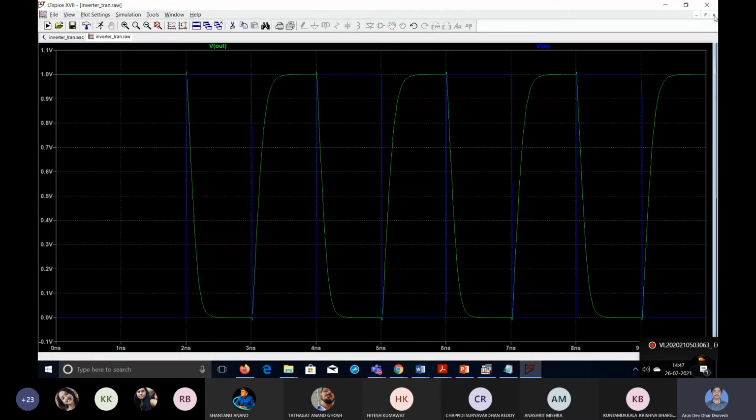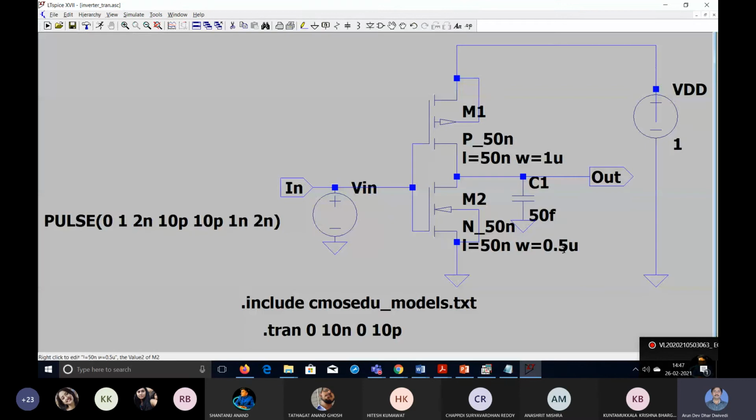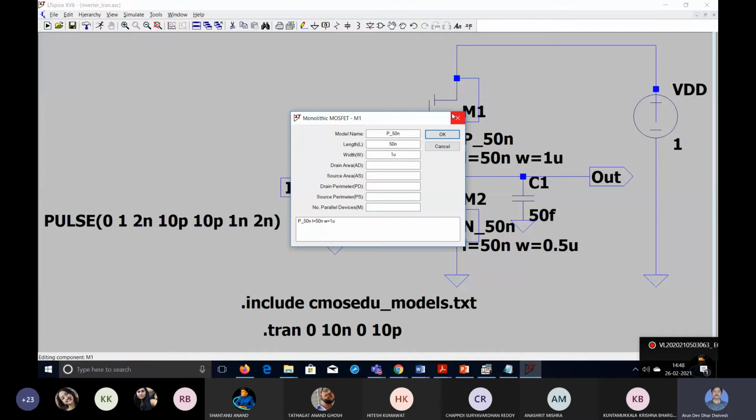Next, I can come to the VTC plot. One minute. At this point, is there any question? Obviously, this one I have not discussed. This is already discussed previously, the name of the transistor, 50_n.